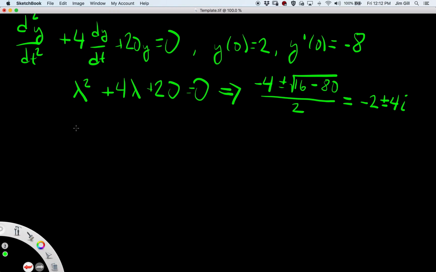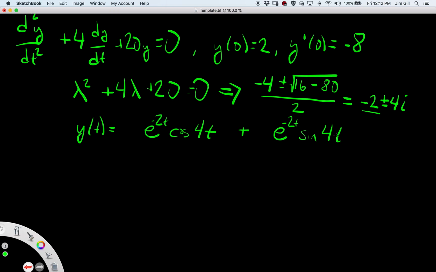So what that means is that our solution is going to be some combination of e to the negative 2t times cosine of 4t. This is negative 2t because the real part of the eigenvalue is negative 2. And we have the 4t in the cosine because the imaginary part of the eigenvalue is 4. And then we need a little bit of sine as well. So we're going to have e to the negative 2t sine of 4t.